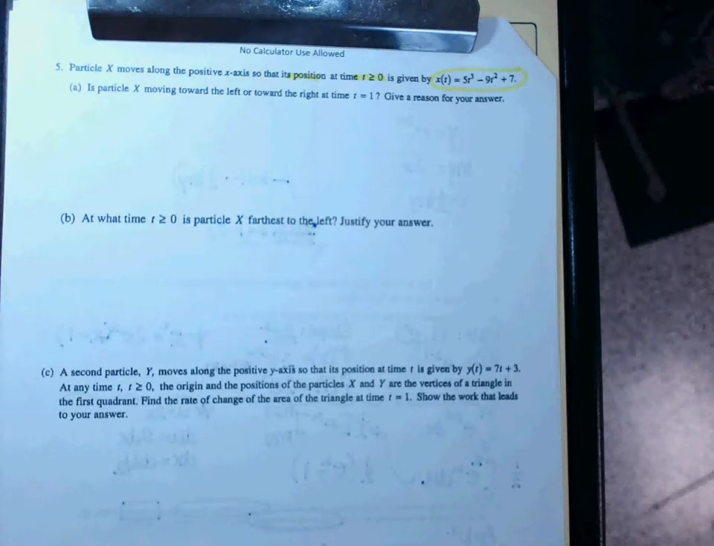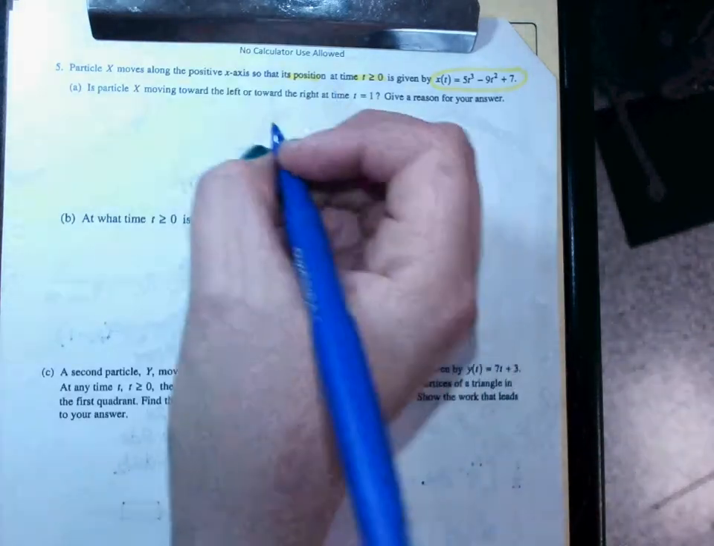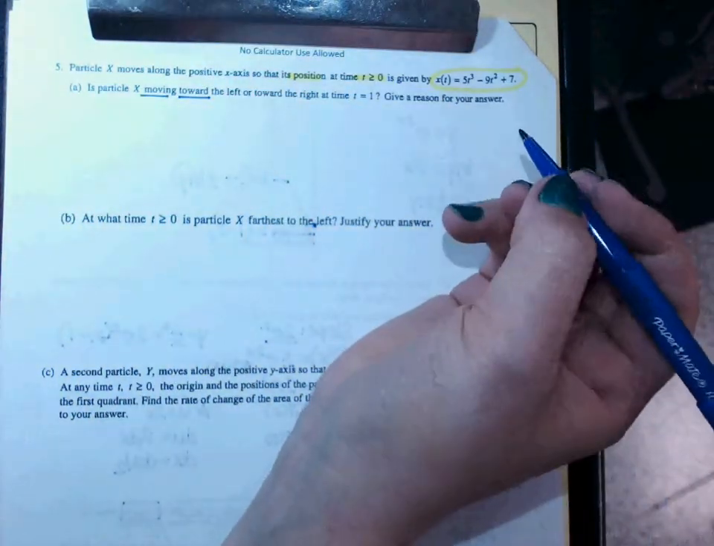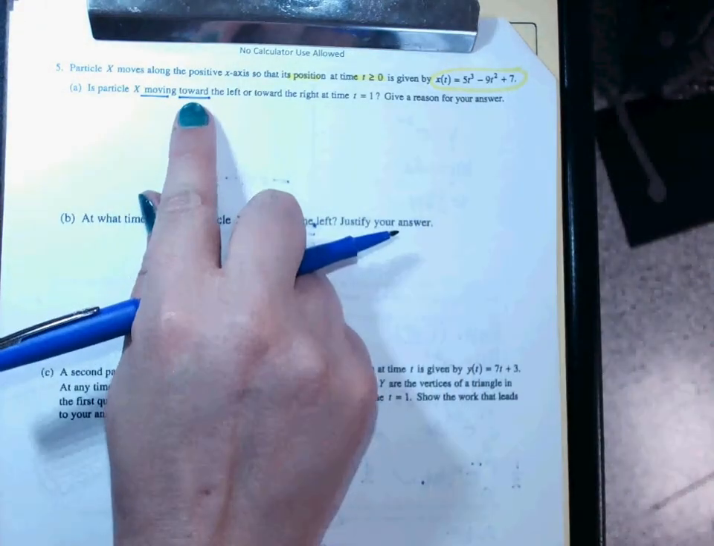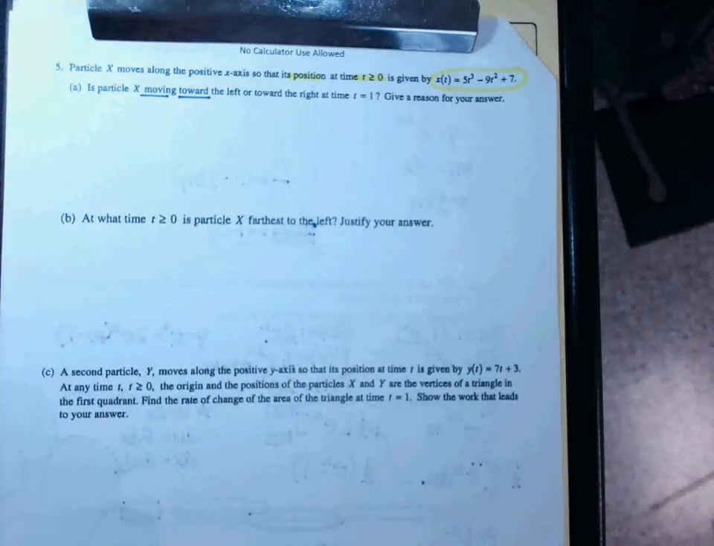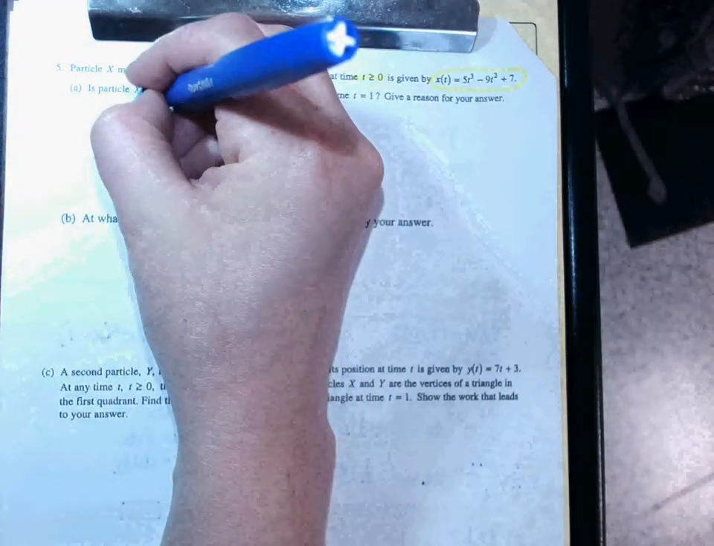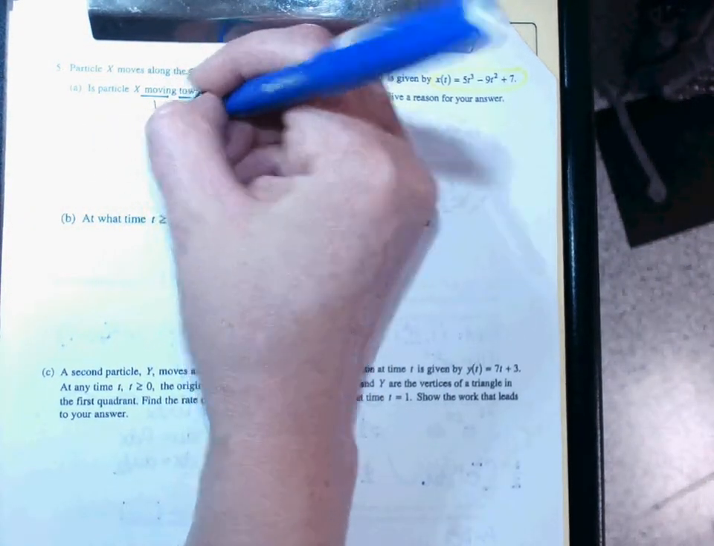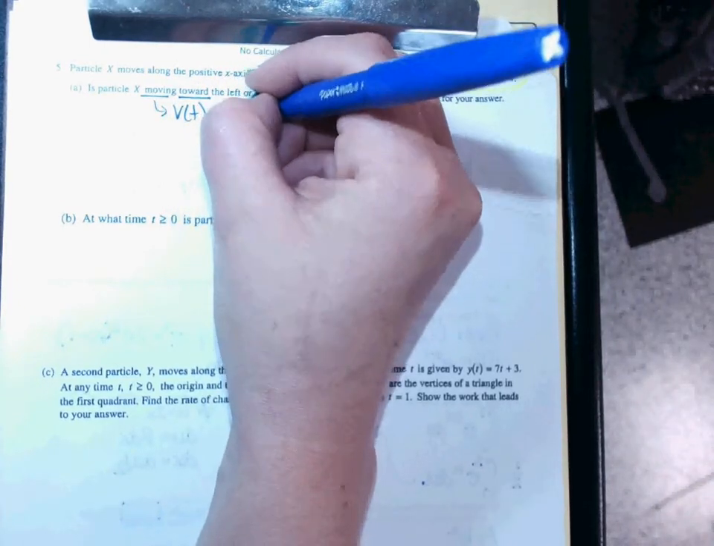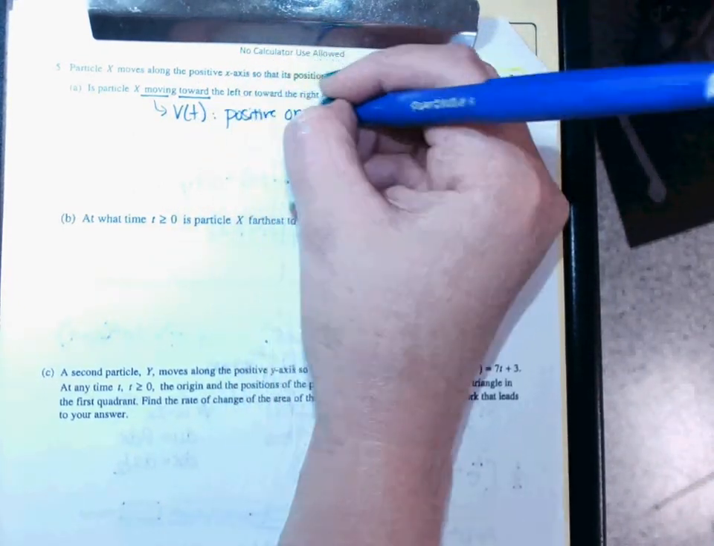Part A says, is particle X moving towards the left or towards the right at time 1? Do we plug into position? Yes. No, wrong. You want to know if it's moving to the left. So don't you need position and velocity? You need velocity. Now notice it doesn't say towards the origin. It just says, is it moving towards the left or is it moving towards the right? So this is asking you, velocity, is it positive or negative?